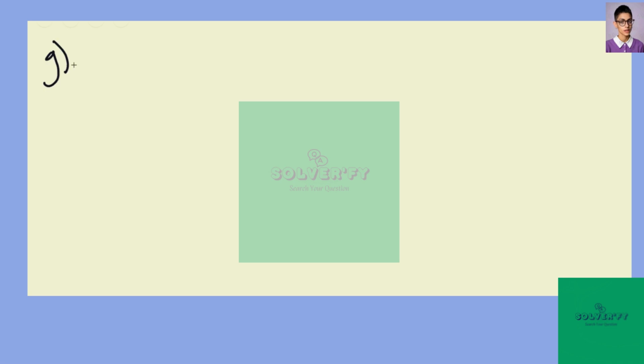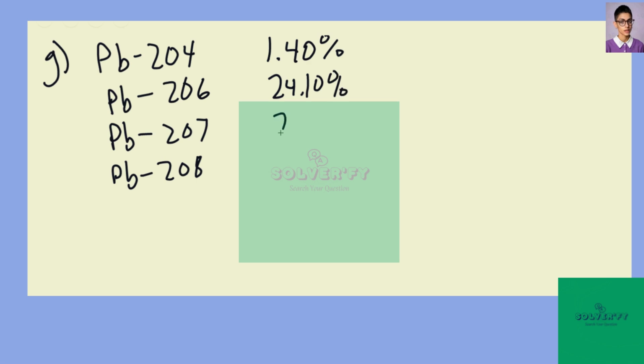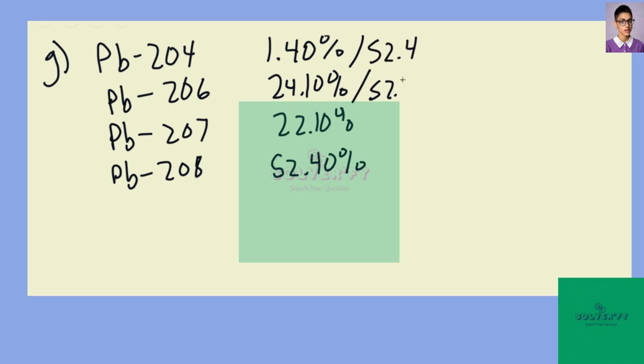Now letter G wants us to sketch the mass spectrum of lead. And so we have 4 different isotopes: 204, 206, 207, and 208. And we're given the percent abundances: 1.40%, 24.10%, 22.10%, and 52.40%. Now we want to divide them all by the largest, 52.4, to get our intensities for our mass spectrum sketch.